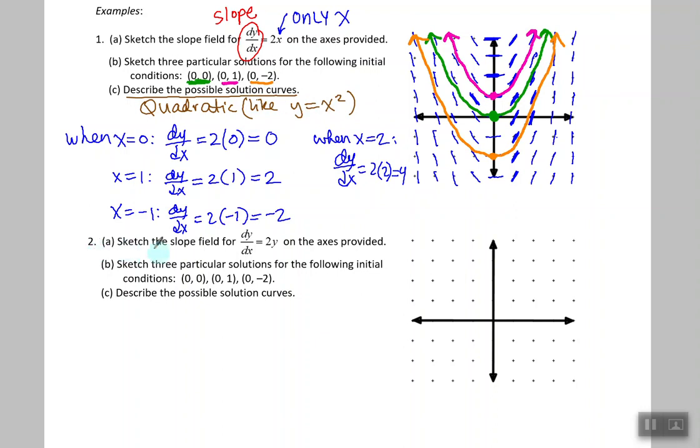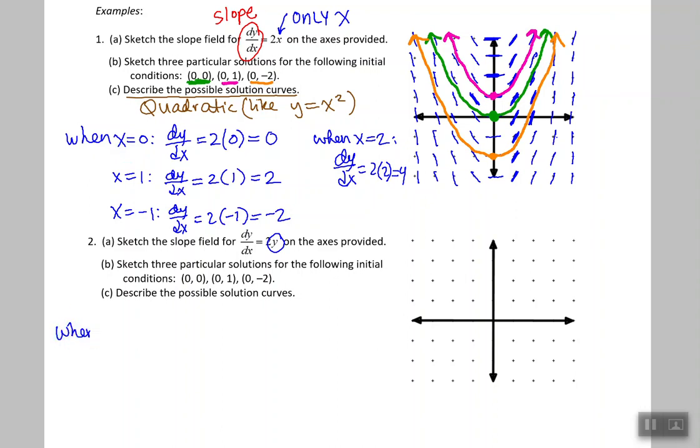Number 2, sketch the slope field for dy dx equals 2 times y on the axes provided. Notice this time the derivative is only dependent upon y. So now when I think about how to find the slopes of my little line segments, I'm only going to worry about what y equals. Up here, I only had to worry about what x equals.